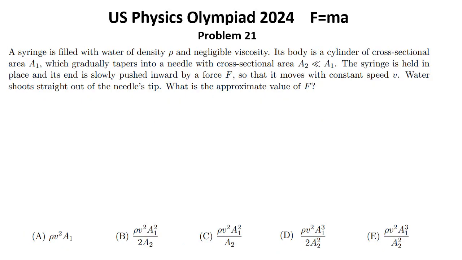Problem number 21. A syringe is filled with water of density ρ and negligible viscosity. Its body is a cylinder of cross-sectional area A1, which gradually tapers into a needle with cross-sectional area A2 much less than A1. The syringe is held in place and its end is slowly pushed inward by a force F, so that it moves with constant speed V. Water shoots straight out of the needle's tip. What is the approximate value of F?